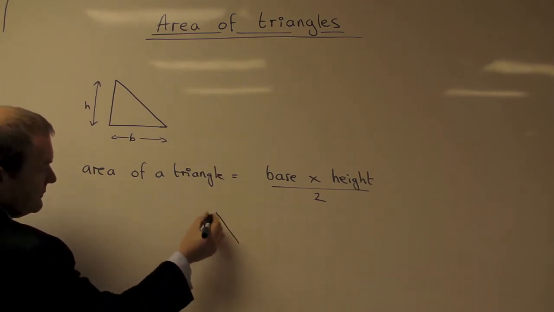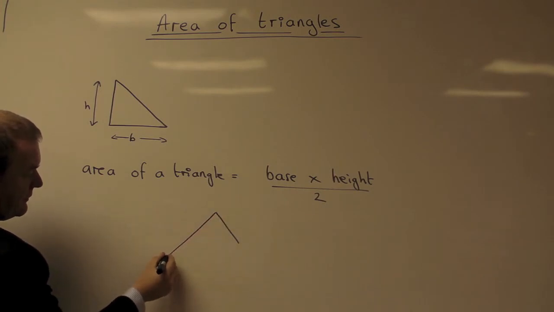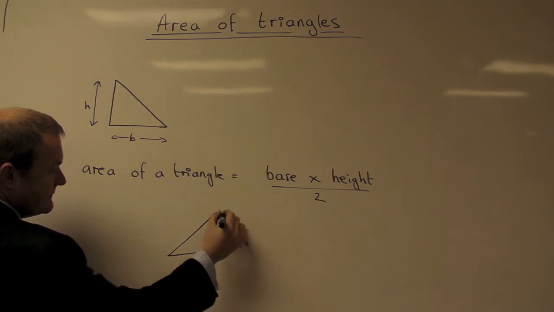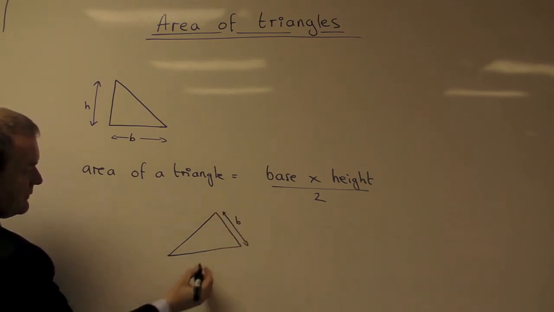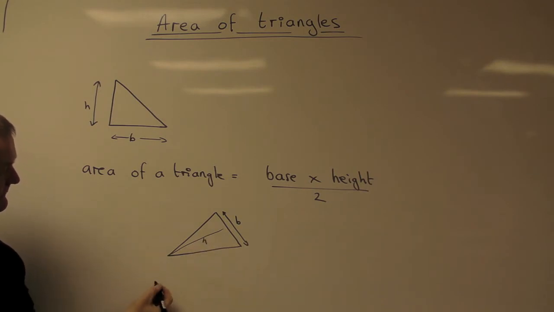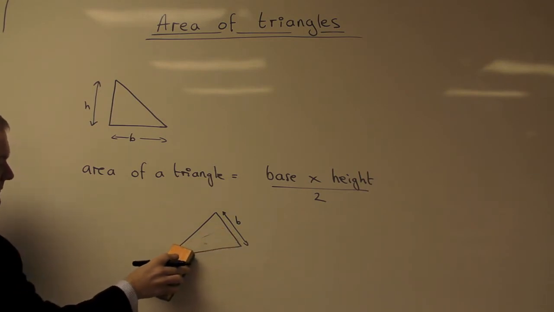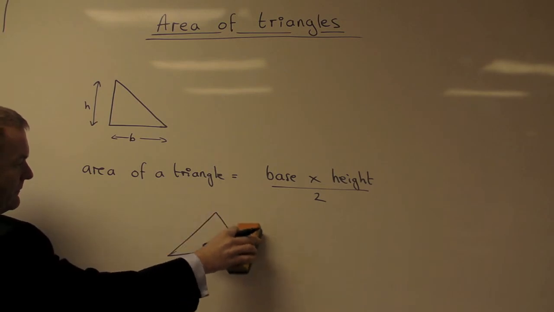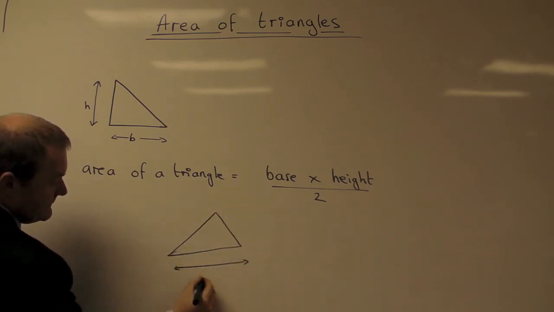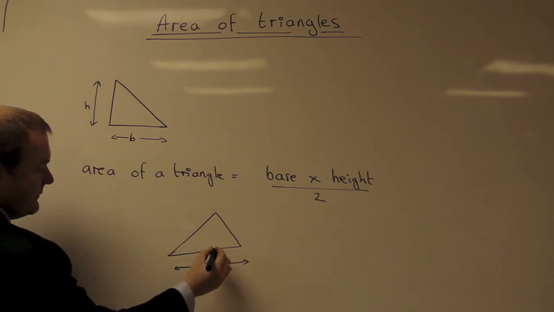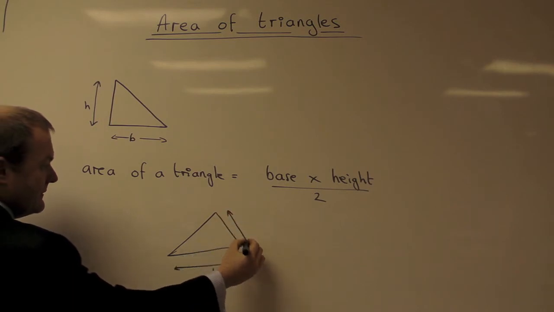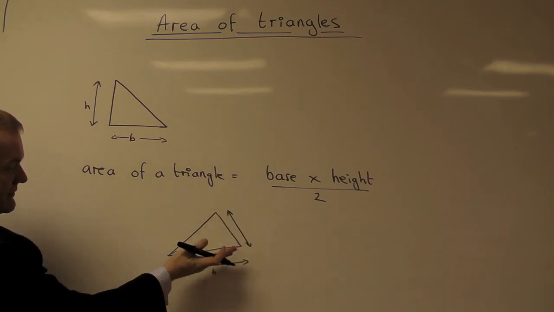If I had a triangle that was over on its side this way, again I could use that base, in which case I would need to use that height, or I could use this base, in which case I'm going to use this height, which is the perpendicular height, going this way. So at 90 degrees to the base.